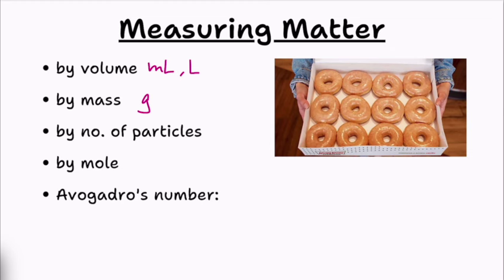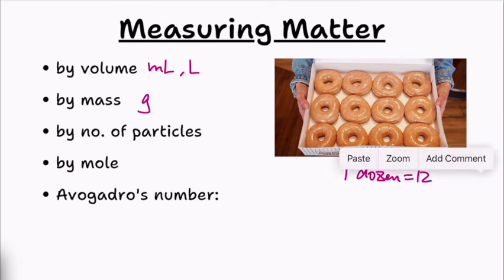So what we use instead is we measure matter by mole. Mole is a unit that we use often in chemistry. It's just like a dozen. We know that a dozen always means 12. A dozen eggs means 12 eggs. So if I want to buy 24 eggs, it's just 2 dozen eggs. Then 3 dozen eggs is 36 eggs.